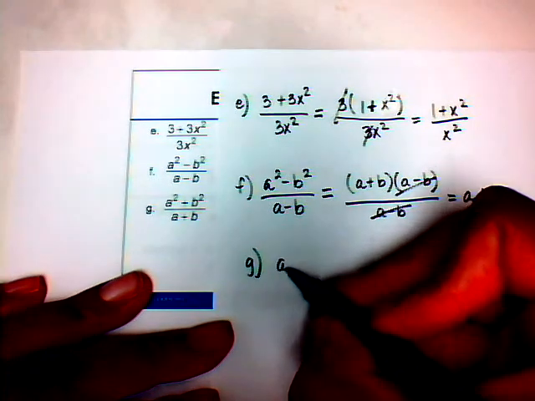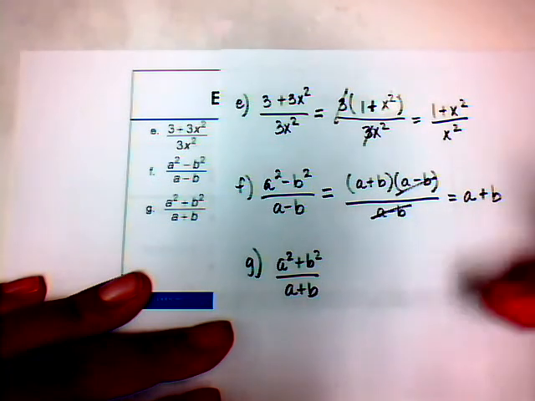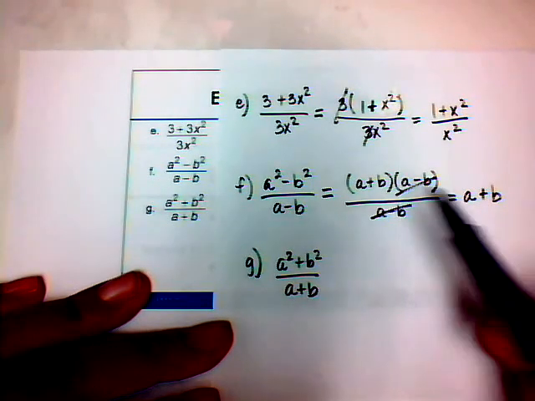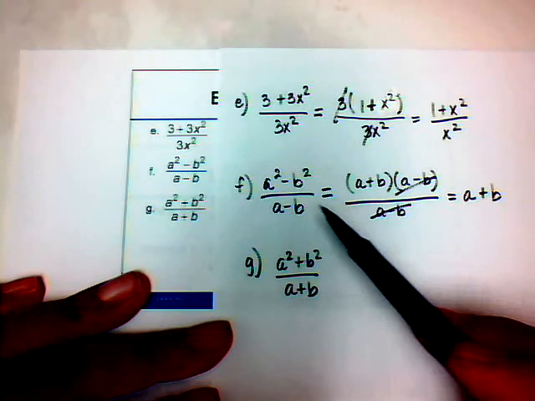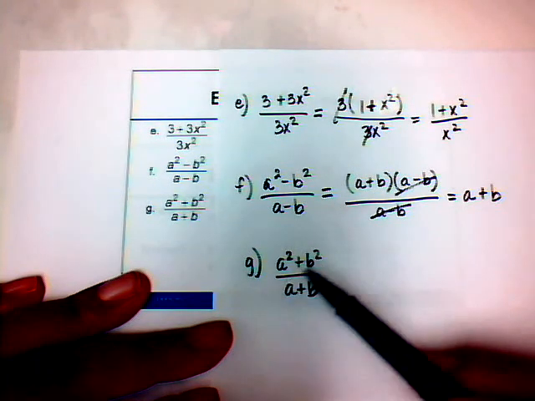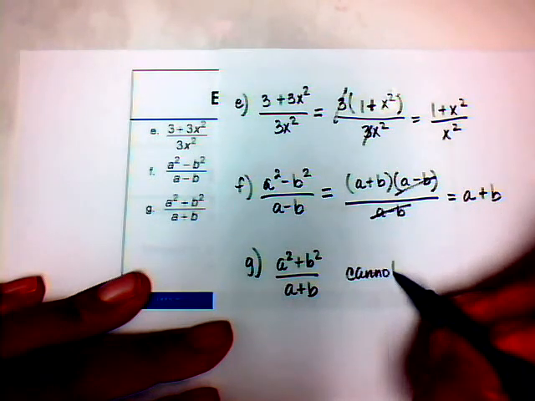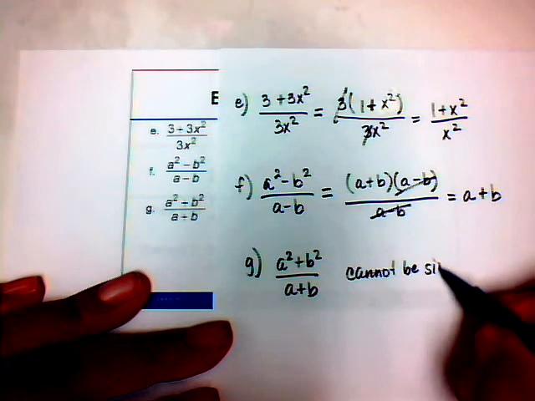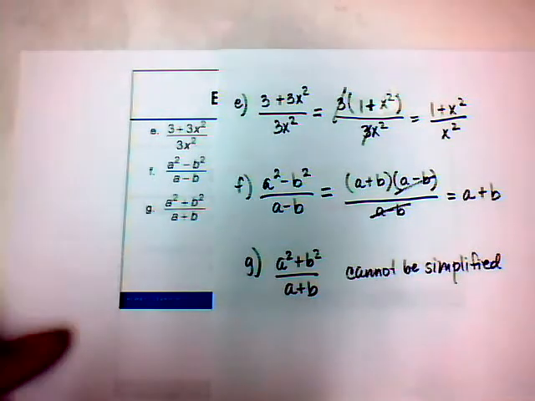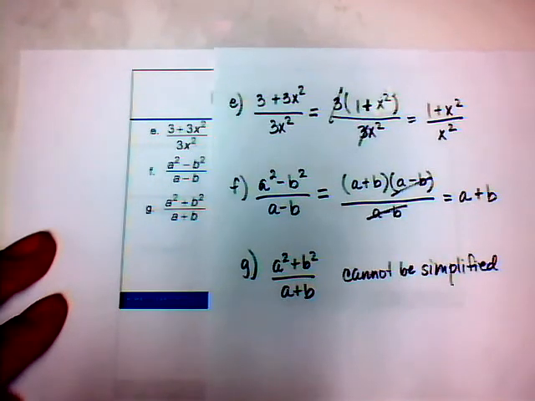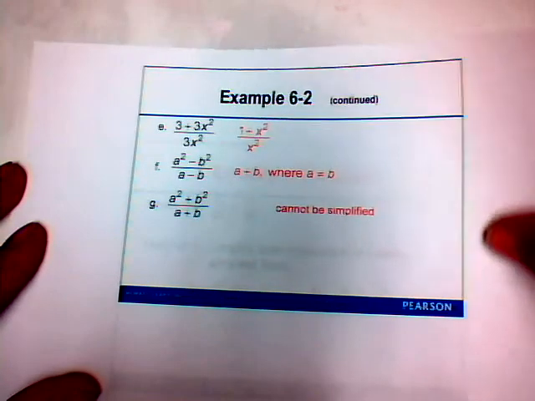Now, part G, we've got a squared plus b squared divided by a plus b. Okay, unfortunately, we can't factor the sum of squares as we would with the difference of squares. This one's a little bit different. We can't factor the sum of two squares. So here, this cannot be simplified. This is already in simplest form. Do be familiar with how to do these types of problems.